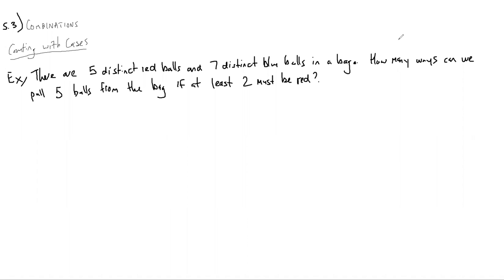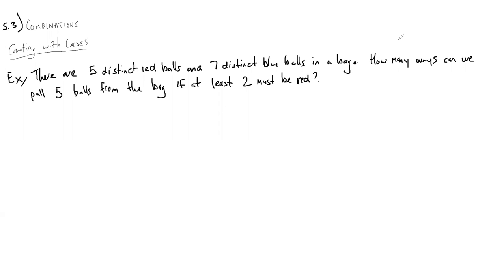So for this first question, we've got 5 distinct red balls and 7 distinct blue balls in a bag. So they're colored, but maybe they're numbered or something so you can tell them apart otherwise. How many ways can we pull 5 balls from the bag if at least 2 must be red?